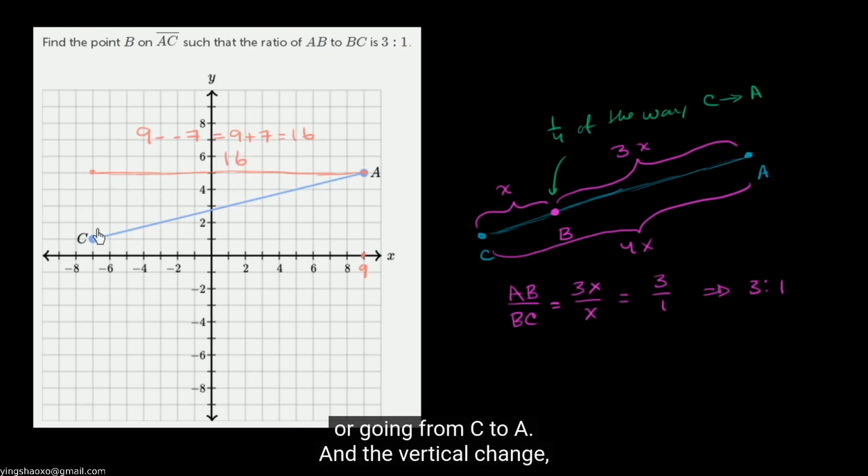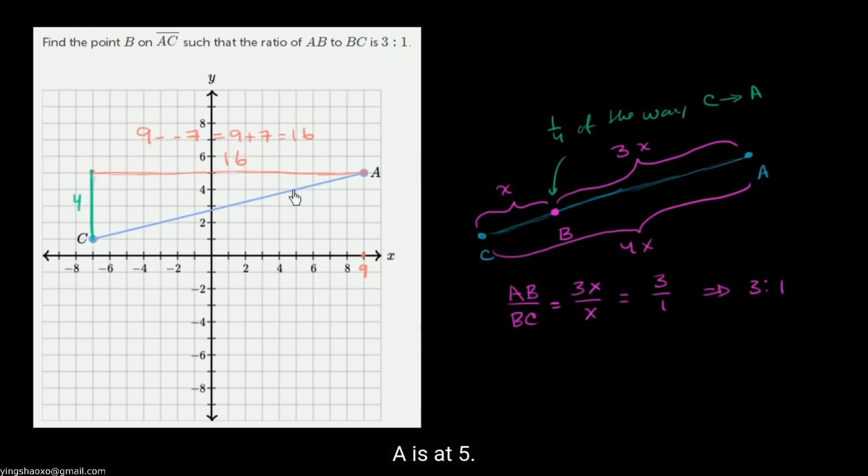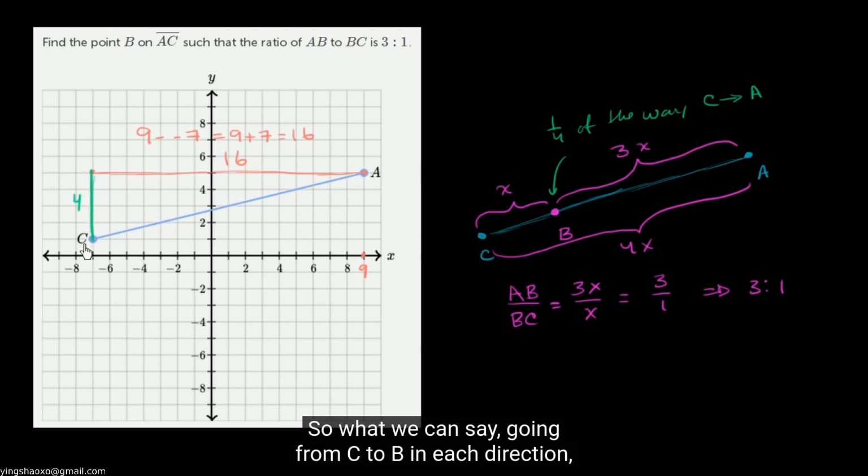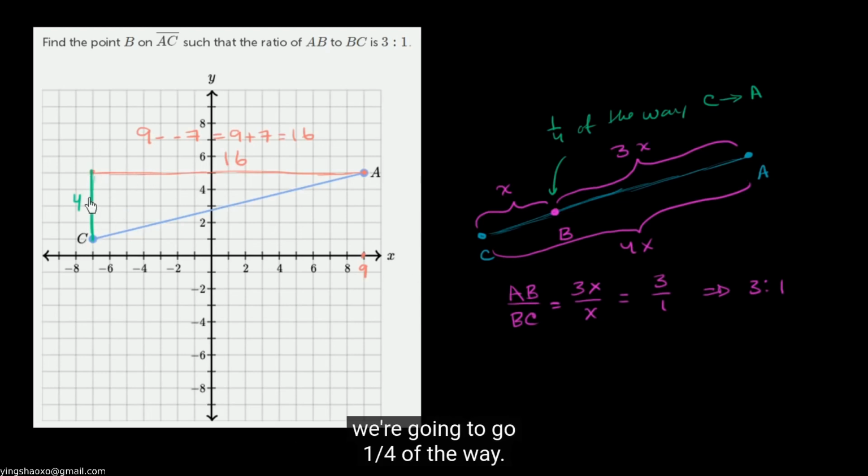And the vertical change, you could even just count that, that's going to be 4. C is at 1, A is at 5, going from 1 to 5, you've changed vertically 4. So what we can say, going from C to B in each direction, in the vertical direction and the horizontal direction, we're going to go 1/4 of the way. So if we go 1/4 in the vertical direction, we're going to end up at y is equal to 2. I'm starting at C, 1/4 of the way. 1/4 of 4 is 1. So I've just moved up 1.